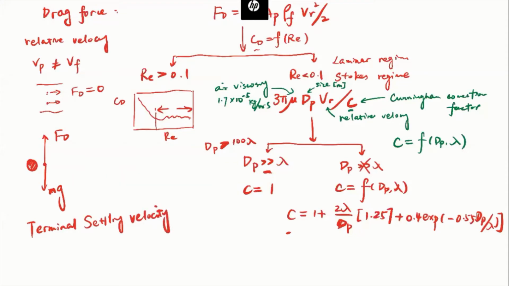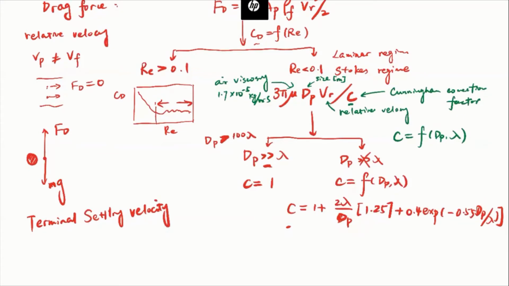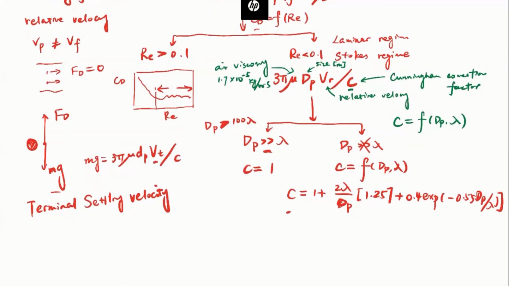So you don't have to memorize the equation for this one, because we can always equate the drag force with the gravity, right? 3 pi mu dP Vt divided by C. This Vt is the terminal velocity, right? By equating these two, we can calculate what the terminal velocity is. So particles with different sizes are going to settle with different speeds.